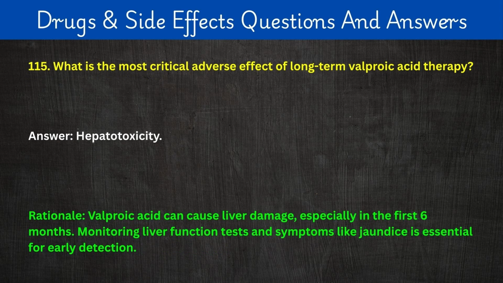115. What is the most critical adverse effect of long-term valproic acid therapy? Answer: hepatotoxicity. Rationale: valproic acid can cause liver damage, especially in the first 6 months. Monitoring liver function tests and symptoms like jaundice is essential for early detection.